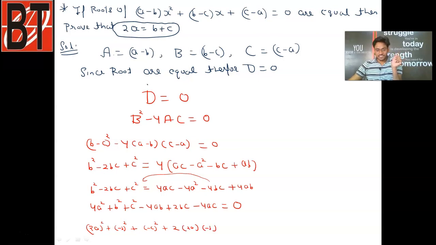Now if I break this plus 2BC in this way, plus 2 into minus B into minus C. And the final one I am breaking in this way, 2 into 2A into minus C. I hope many of you got the idea of what identity is formed. The identity a square plus b square plus c square plus 2ab plus 2bc plus 2ac has been formed, and we studied that this is nothing but (a plus b plus c) whole square.